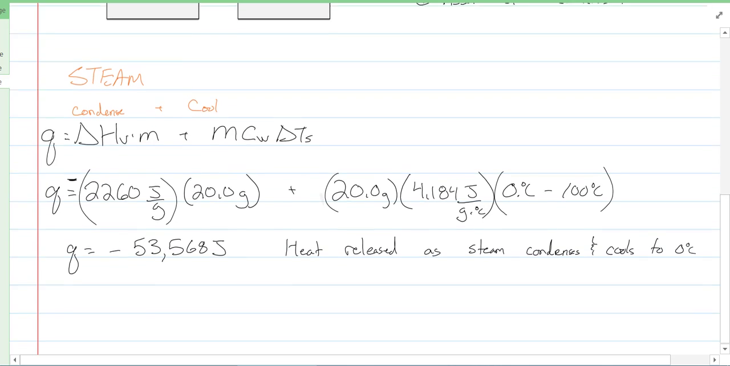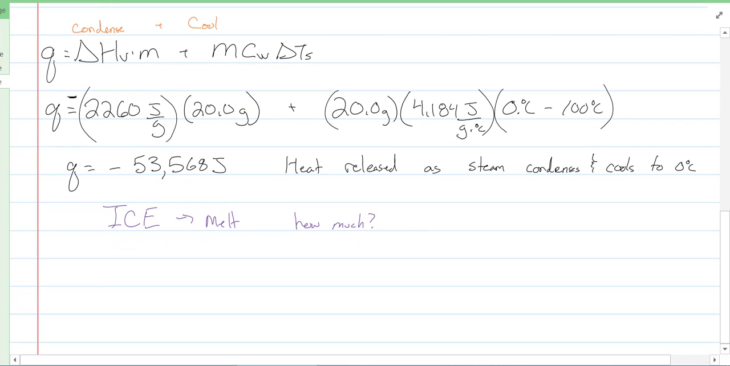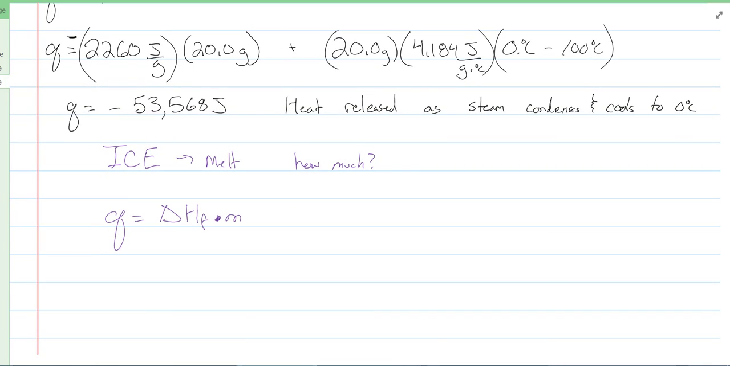So now we got to check the ice. Let's check the ice because we really just need to worry about the ice here. Because if we're at 0 degrees Celsius, the water's not doing anything. Ice is going to melt. How much? How much melts? Well, Q equals delta HF times the amount. We know Q. Q is 53,568 joules. And remember, the sign is just negative or positive. That means the direction. It's leaving the steam going to the ice.